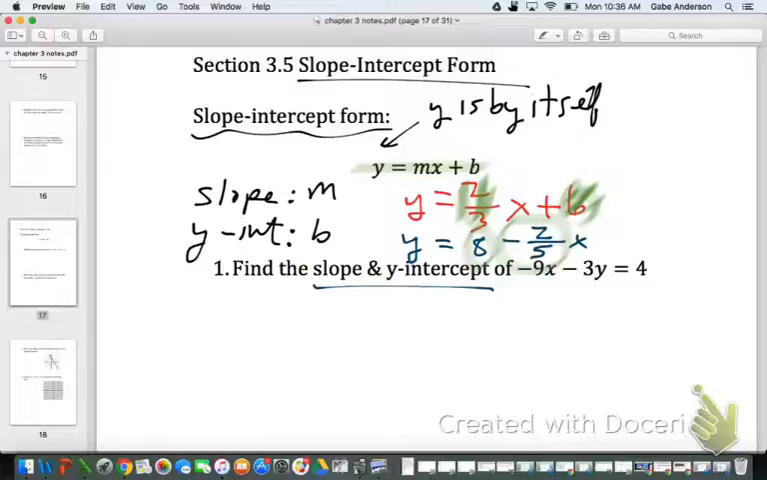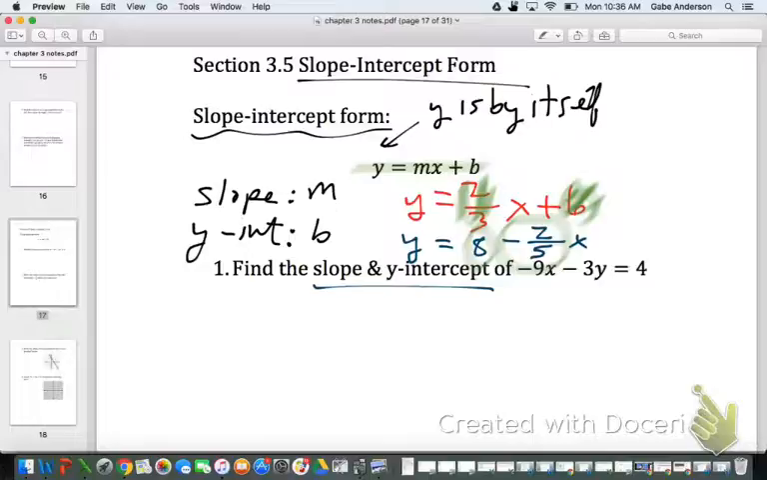Is this currently in y equals mx plus b format? No. So we need to solve for y. We need to get the y by itself. So please, just take a moment, get the y by itself, and then we'll try to answer the question. All right, ready, go. Okay, what was your first step here in order to get the y by itself?